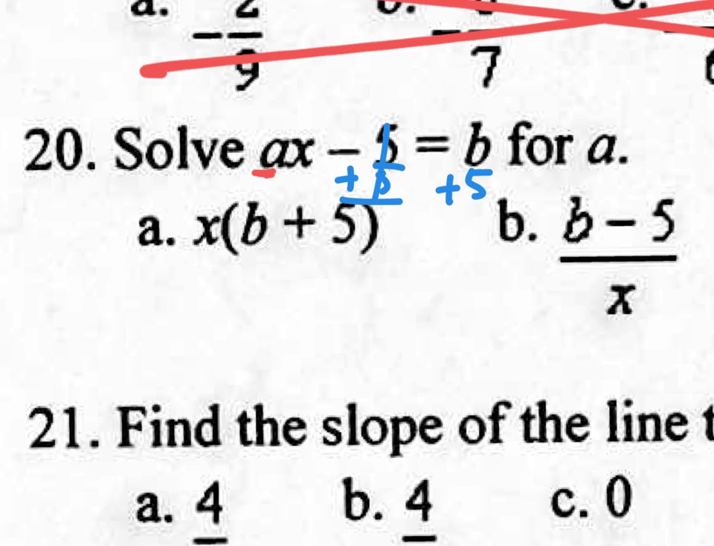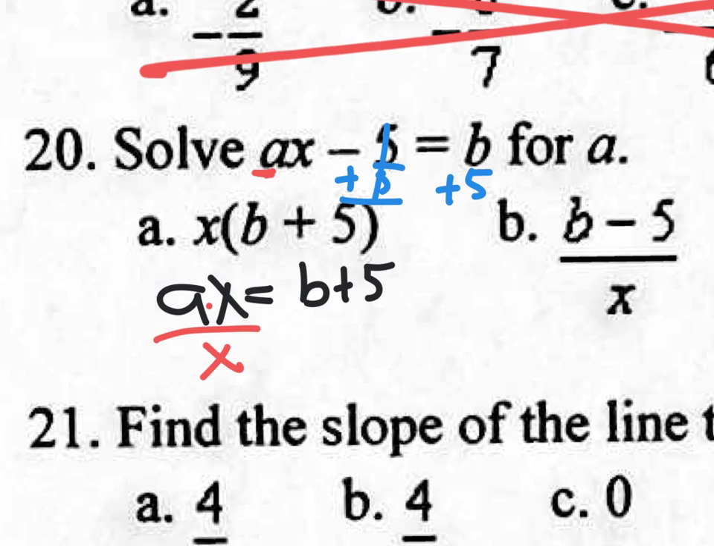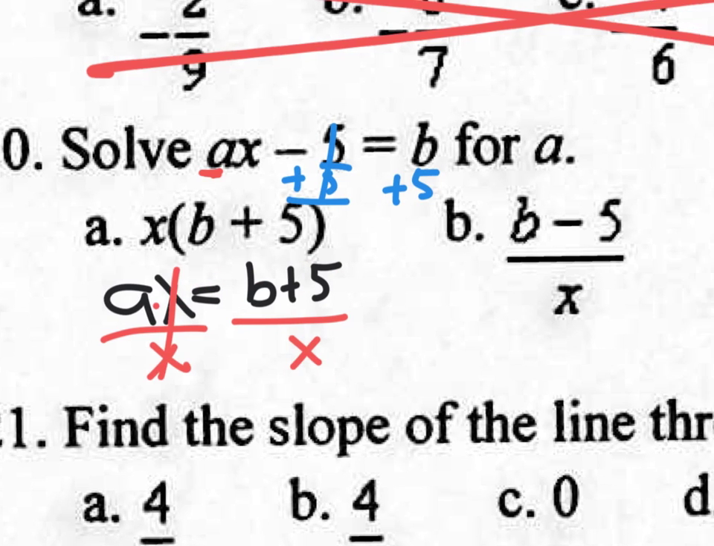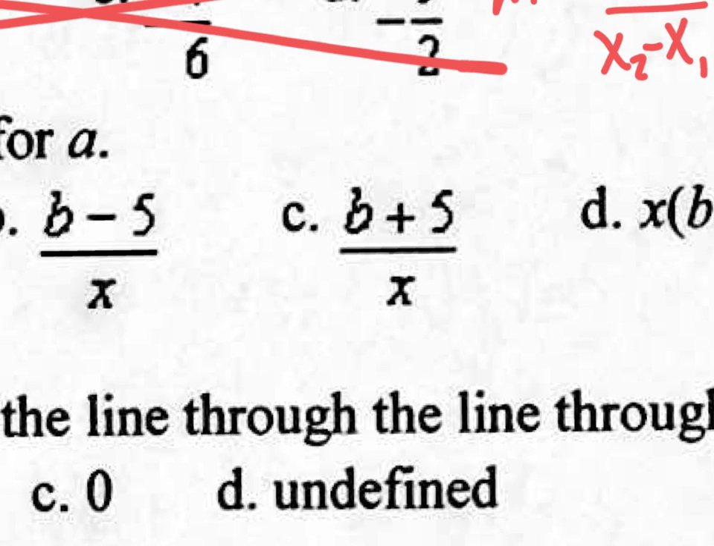Let me rewrite my problem. I have an AX equals B plus 5. For my final step, if I want to solve for A, that means I don't want this multiplication of X. So I would have to divide by X and it would cancel, and I would have to divide also by X. So ladies and gentlemen, this is my answer actually. A is all by itself. A equals B plus 5 over X, which is, there it is, option C.